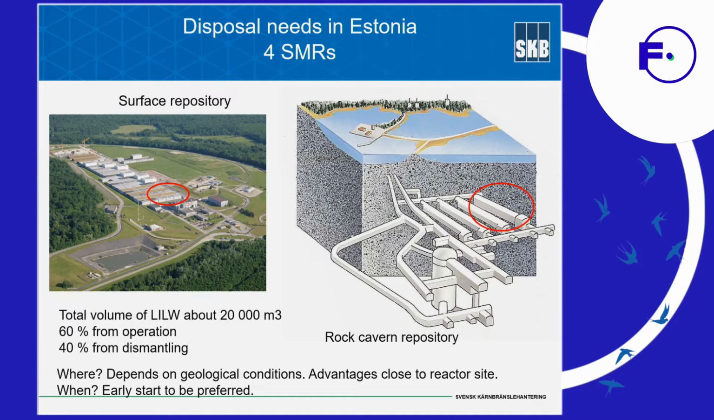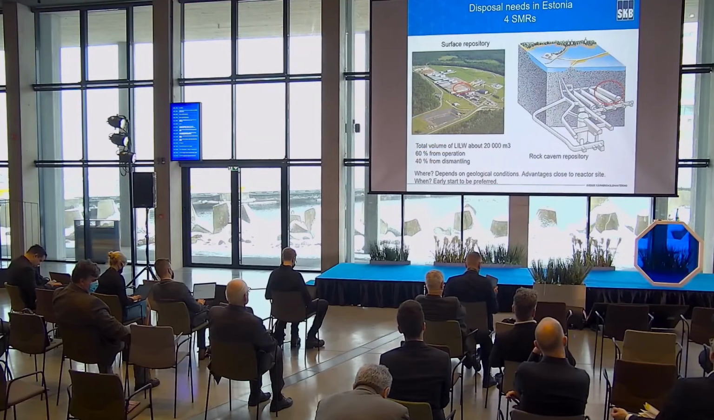For Estonia, with 4 SMRs, a total volume of low and intermediate level waste will be about 20,000 cubic meters. 60% of this will come from operation, and 40% will come from the dismantling of the reactors. Most of it is really low-level waste, and only a small part is intermediate level waste and needs deep disposal. For this, there are two possibilities for building a repository. You either make the surface repository like in France, or you make a rock cavern repository like in Sweden and Finland. Where this can be done depends on the geological conditions. And there are advantages if you could locate it close to the reactor site, which normally in Estonia would mean that you would have a surface repository.